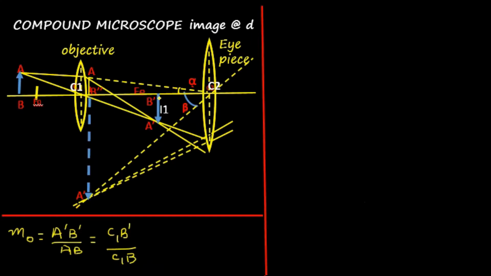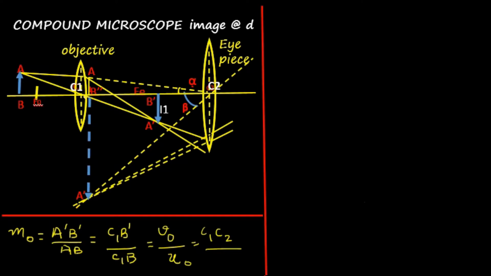It is the position of the first image, that is image produced by the objective. So we can write V0. And what is C1B? It is the position of the object, that we can write as U0. V0 can be considered as close to this second lens, that is eyepiece, in which case V0 becomes approximately equal to C1C2. So we can write V0 is equal to C1C2.